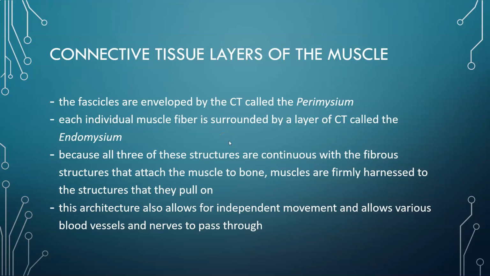The connective tissue that surrounds the fascicles, even though it's a continuation of the epimysium, is known as the perimysium. So the perimysium surrounds the fascicles. The perimysium then invaginates, or travels deeper yet, to surround each individual muscle fiber. And the connective tissue that surrounds each individual muscle fiber is called the endomysium.